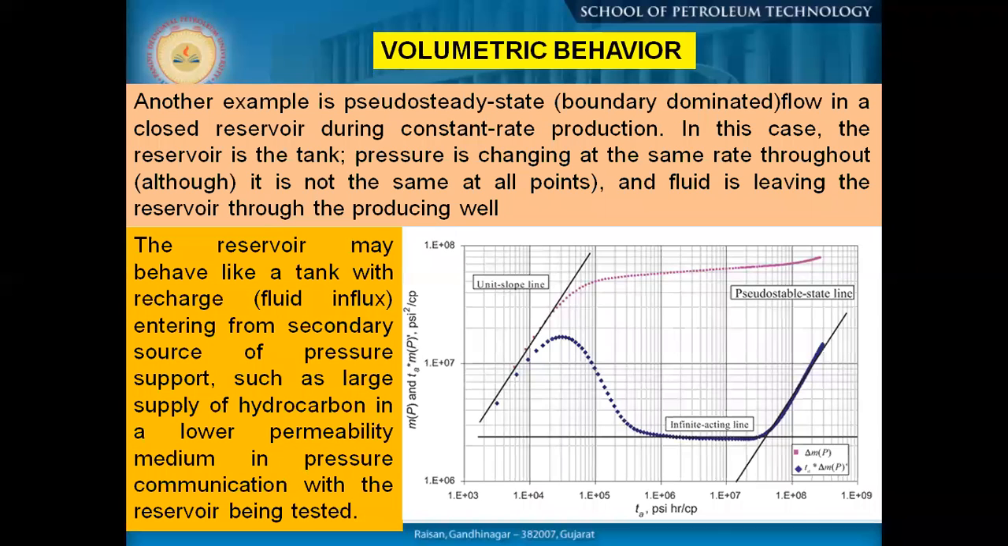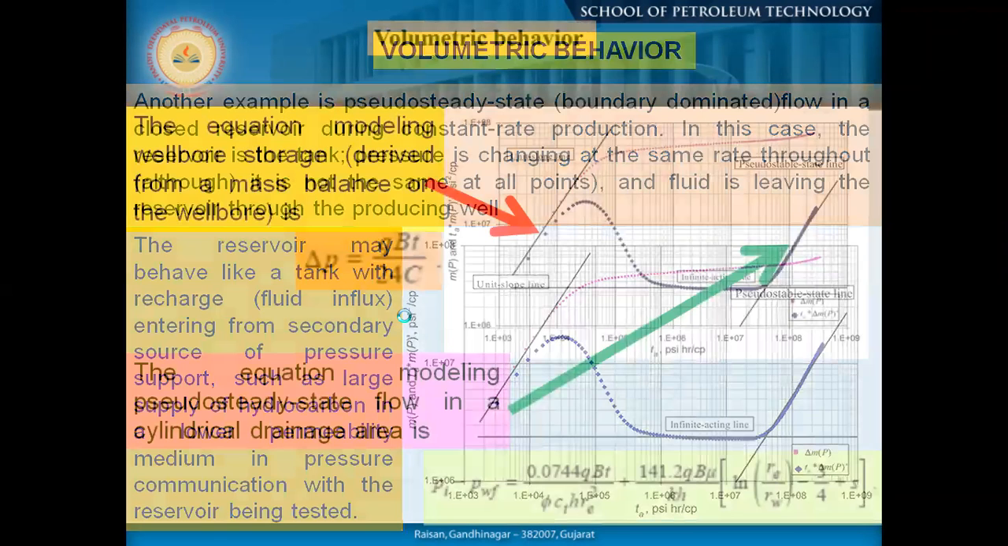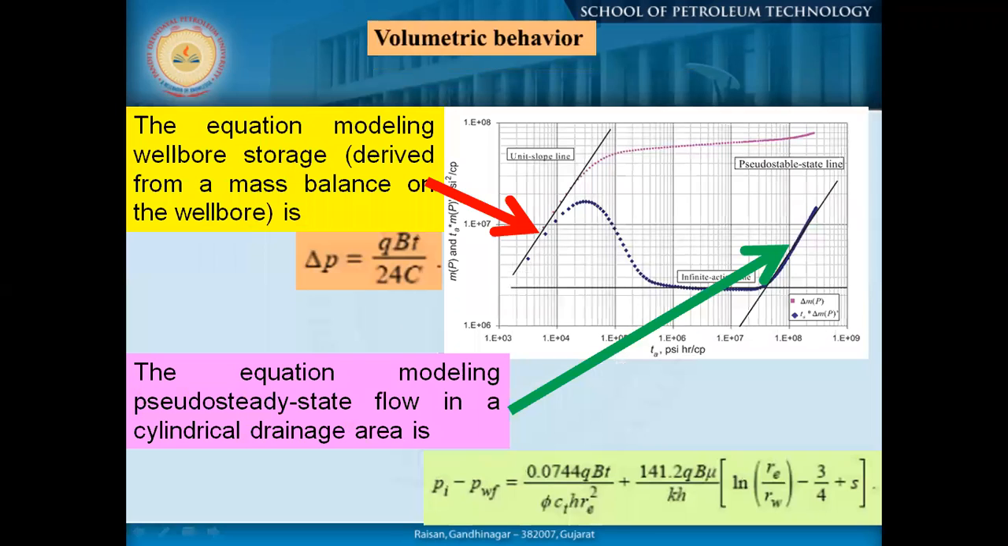So another example of pseudo steady state flow in the closed reservoir during constant rate production. So in this case the reservoir is the tank, pressure is changing at the same rate throughout, okay. So I have already discussed this graph. So now, this is the two parts, okay.